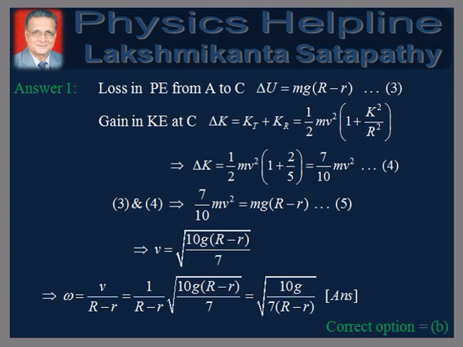Therefore, from conservation of energy, we have 7 by 10 mv square is equal to mg into (R minus r), which implies v is equal to root over 10g into (R minus r) by 7. Now, angular velocity omega is equal to v by (R minus r). Putting the values and simplifying, we get omega is equal to root over 10g by 7 into (R minus r), which is the answer to question 1. Therefore, the correct option is B.